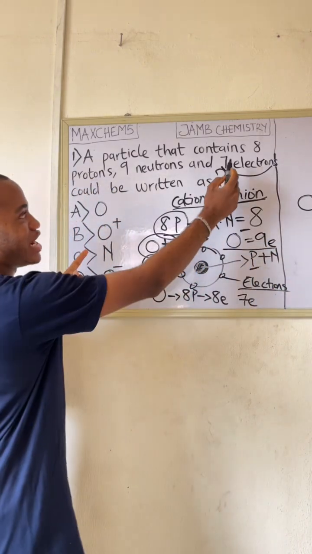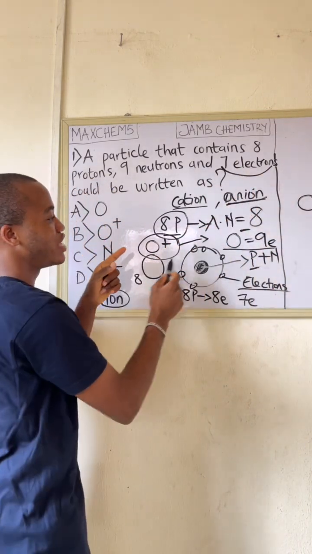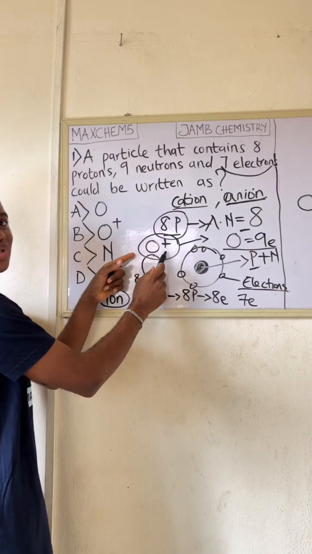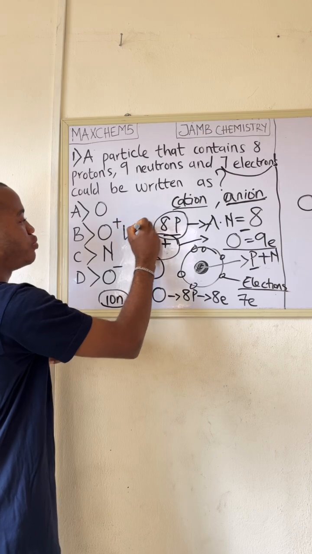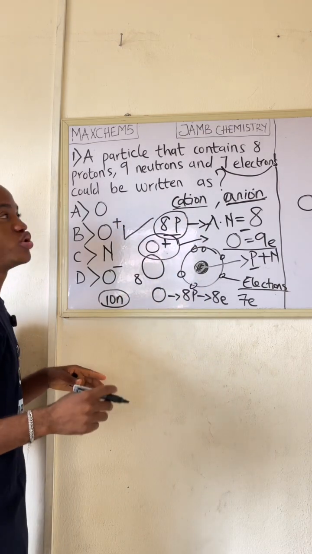So now in this question, they said that it has 7 electrons. That tells us that it is O positive. So the correct answer here is option B. I hope this is very simple to understand.